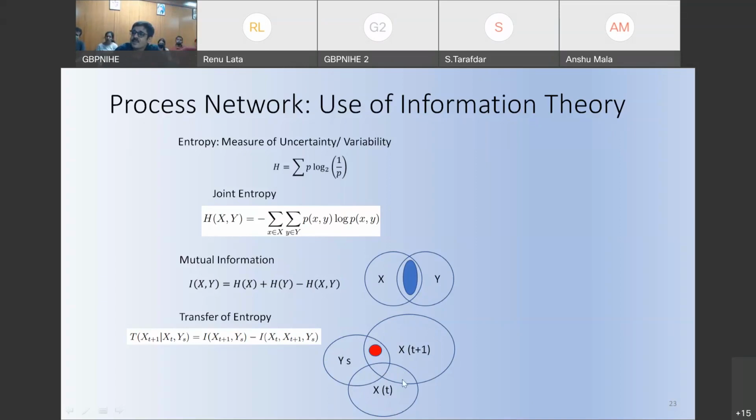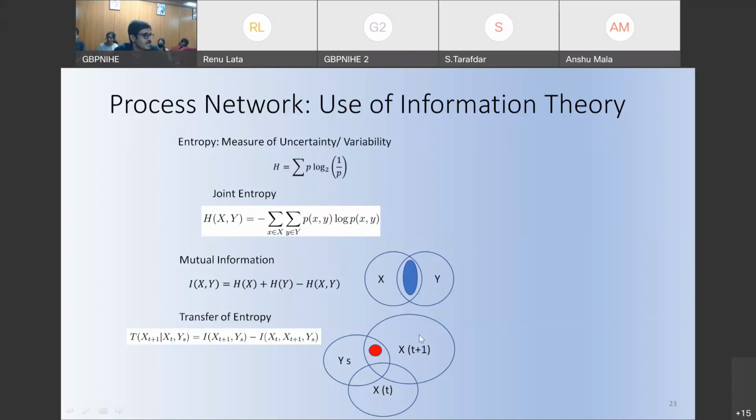Given that the same information is not coming from the past of x. So whatever information x is receiving now, that is not coming from the past of x, but exclusively coming from the past of y. That means only this part. If this is coming, that means the past of y is affecting the future of x. That means y causes x.